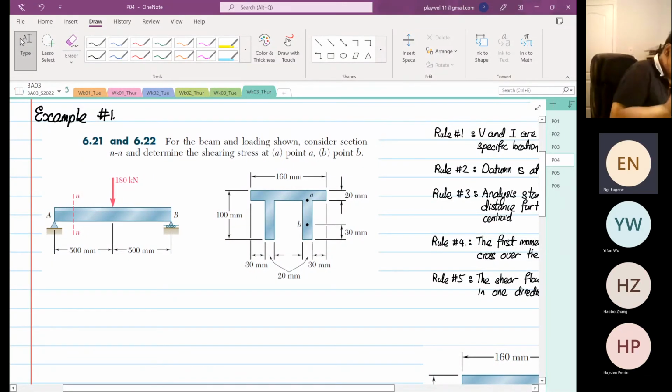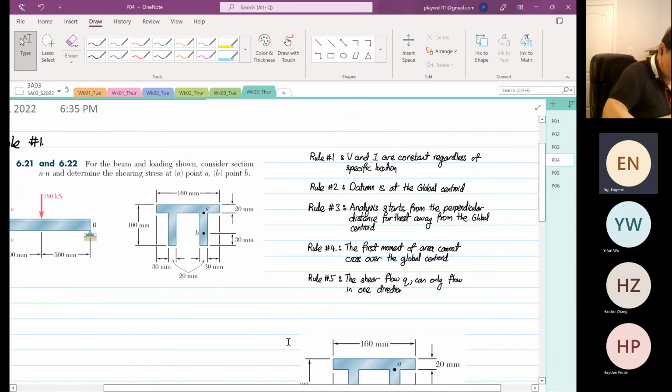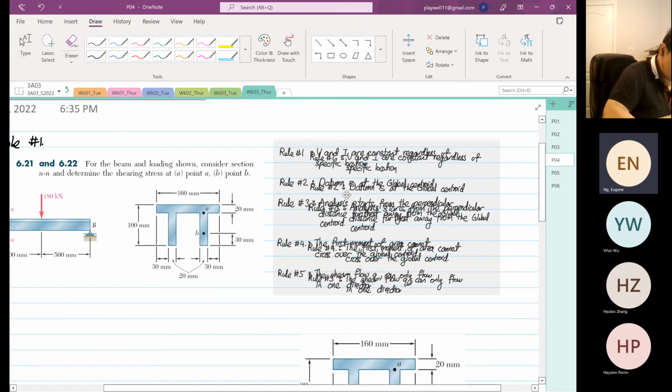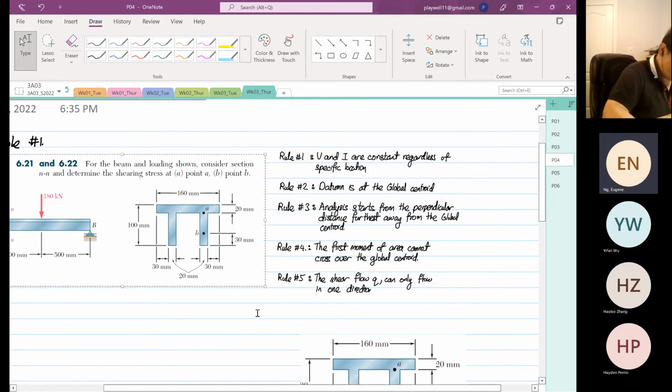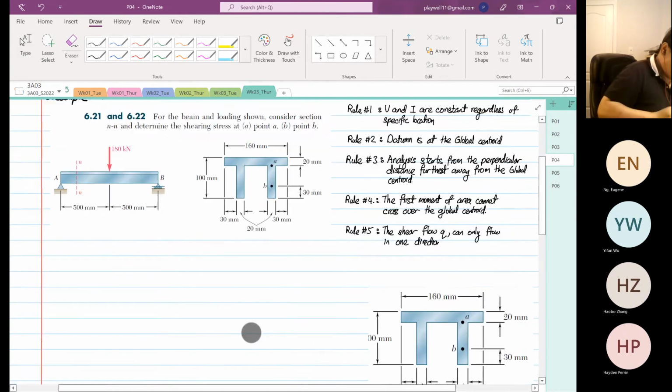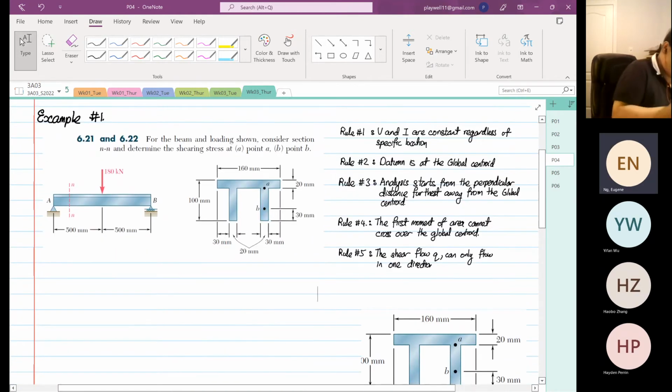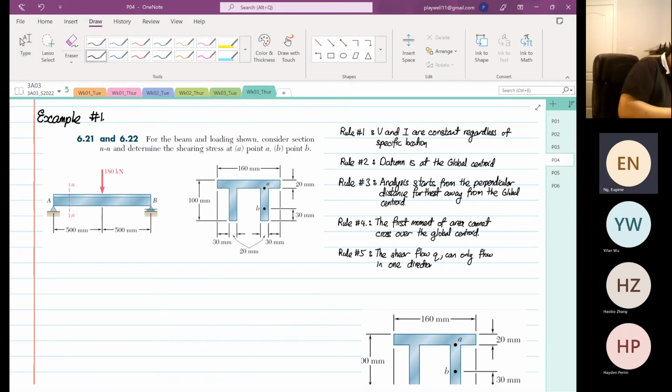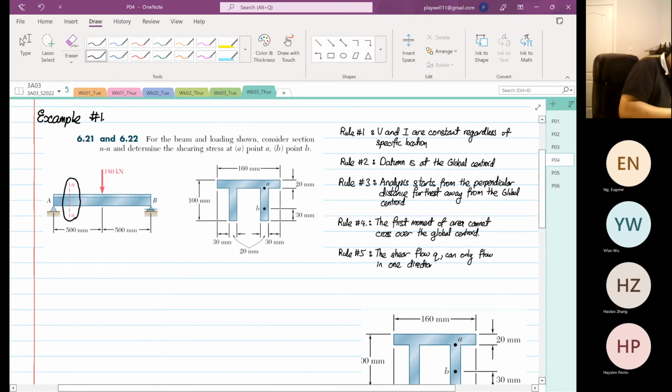Okay, so we are going to find the shear stress at point A and the shear stress at point B. And I've made the formula rule smaller a bit so that we can refer to it anytime while I'm doing it. The thing about this question is that it is not given to us where NN is.